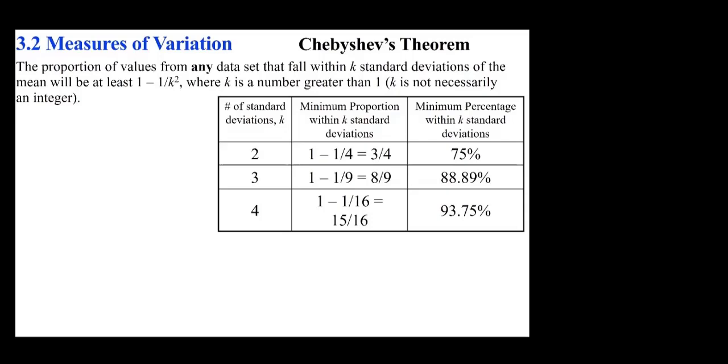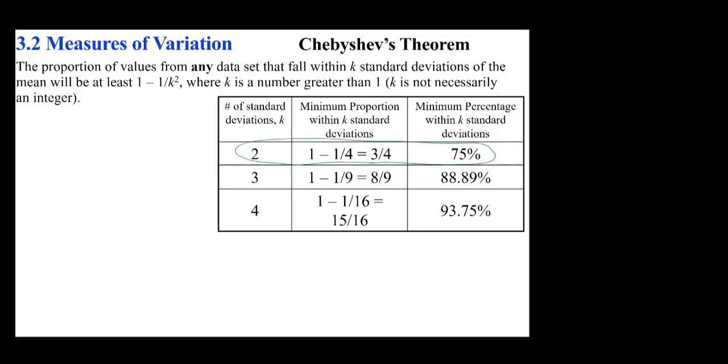Chebyshev's theorem: the proportion of values from any data set that fall within k standard deviations of the mean will be at least 1 minus 1 over k squared, where k is a number greater than 1, and it may not necessarily be an integer. In the table, I'm showing you the calculation for a couple of them. For example, if k equals 2, 1 minus 1 over 2 squared is 1 minus 1/4, which is 3/4, and it corresponds to 75%.